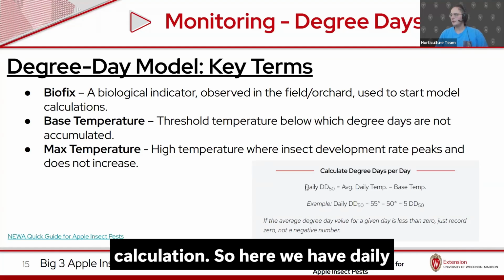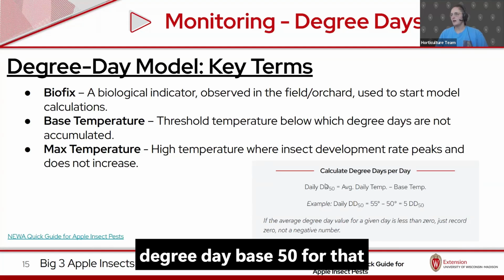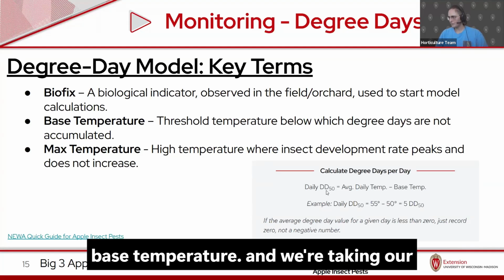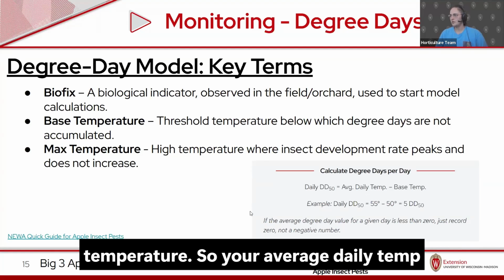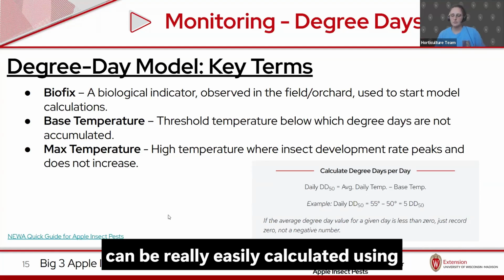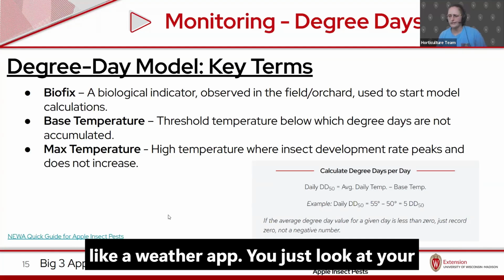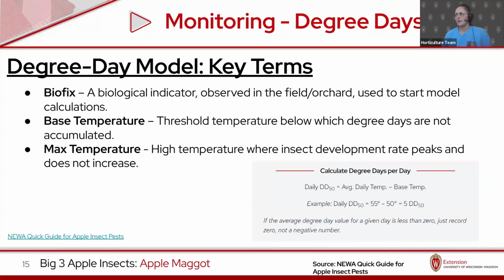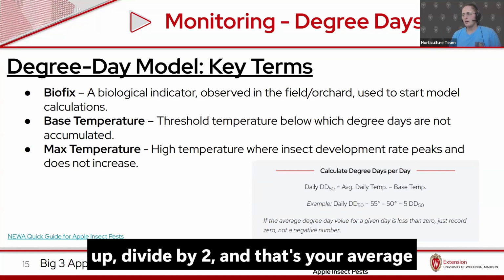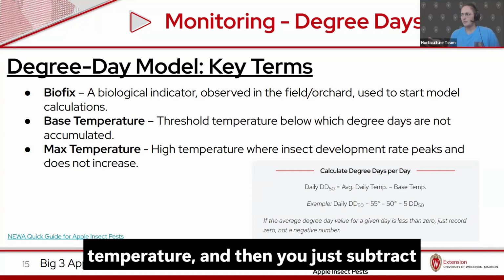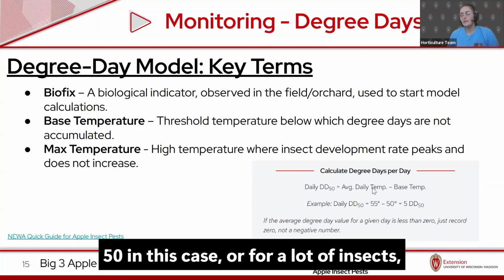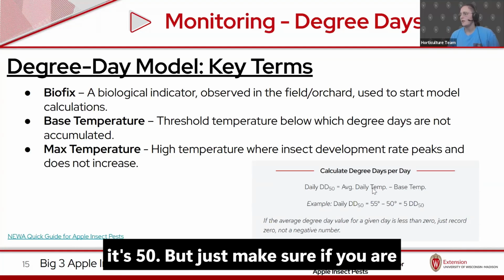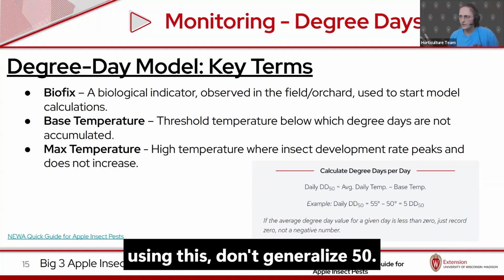So here we have daily degree day, base 50 for that base temperature. And we're taking our average daily temperature minus that base temperature. Your average daily temp can be really easily calculated using a weather app. You just look at your high and low for the day, add them up, divide by 2, and that's your average temperature. And then you just subtract 50 in this case, or for a lot of insects, it's 50, but just make sure if you are using this, don't generalize 50. Sometimes they're different for different insects.